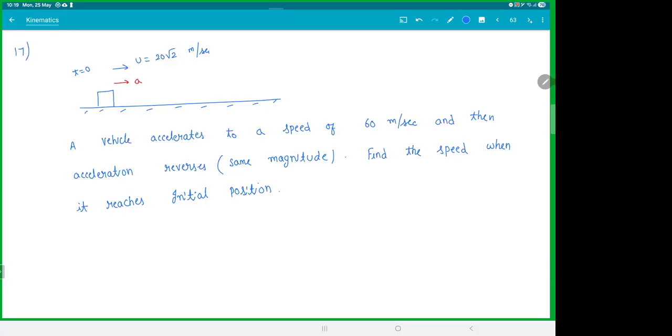I hope the scenario was clear. Your car was starting with a speed of 20√2, it's already there. You're having an acceleration A forward. How much, we don't know. You're going faster, faster, faster. Once you got a speed of 60, suddenly you made the acceleration reverse. Means you started slowing down. So will the car suddenly go back? No, right? It will still continue to go forward and then it comes back. So what is your speed when you come back to the initial position?